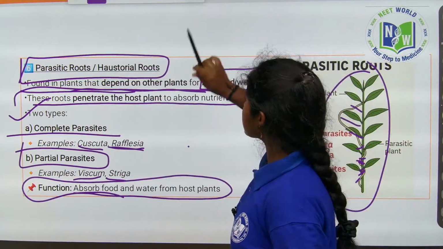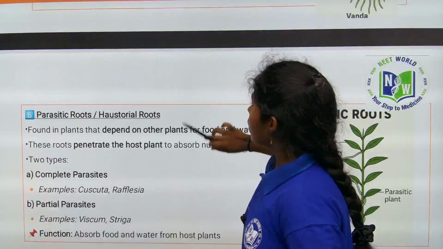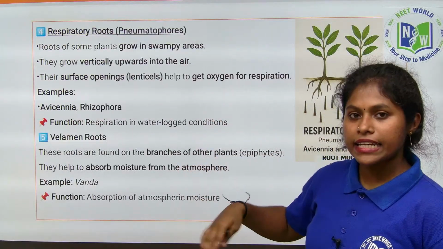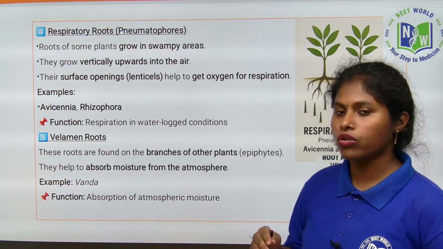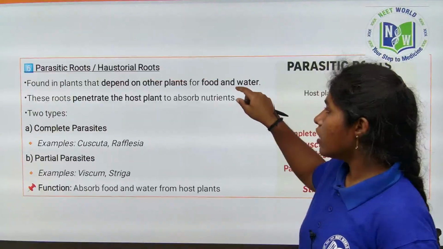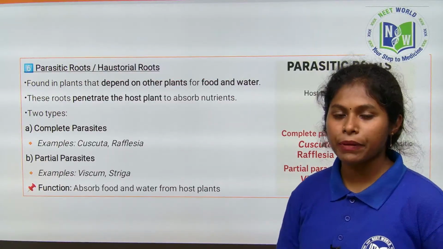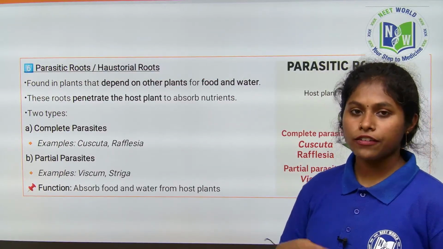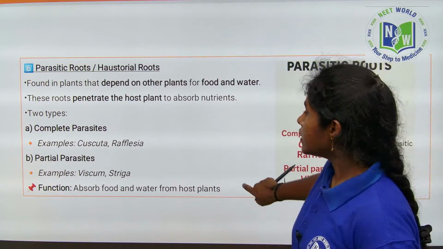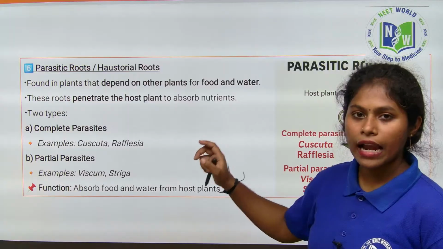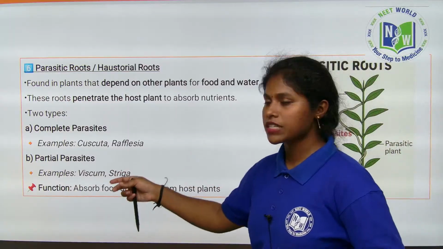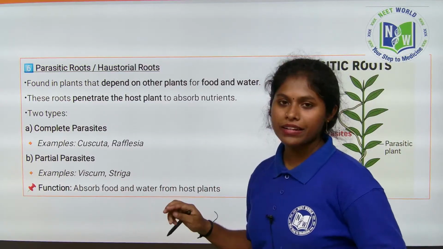As you see these velamen roots, are they depending on other plants completely for the food and water? No, right? But the parasitic roots are completely depending on the host for their food and water, right? So for the complete parasites, the examples are Cuscuta and Rafflesia, and for the partial parasites, the examples are Viscum and Striga.